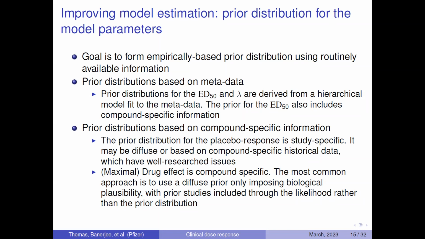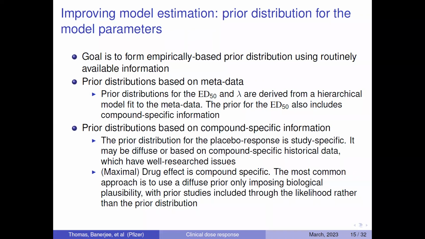Now, this division between ones that use metadata and ones that don't is not perfect. The ED50 actually is going to use the metadata, but it's also going to use a bit of compound-specific information. The prior distributions for the other two parameters, the placebo response and the effect size, the maximal parameter, are going to be based only on compound-specific information. The prior distribution for placebo response is not only compound specific, it's actually study specific. I think I failed to mention that when I showed you the original example with the 5 studies for the one compound.